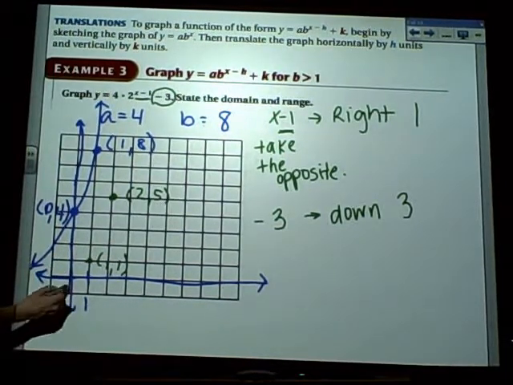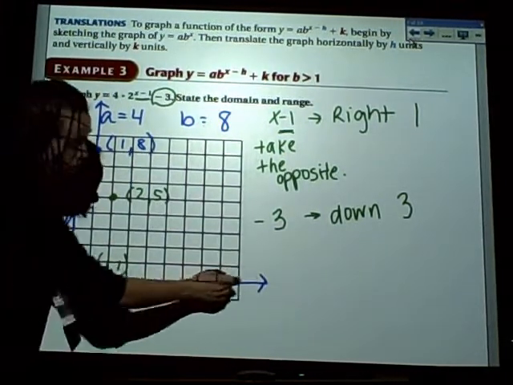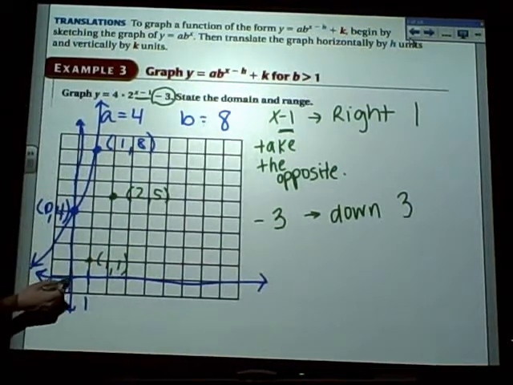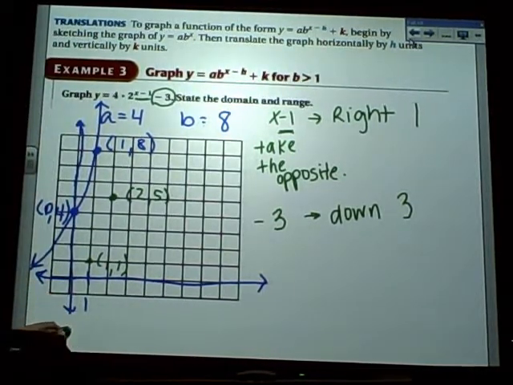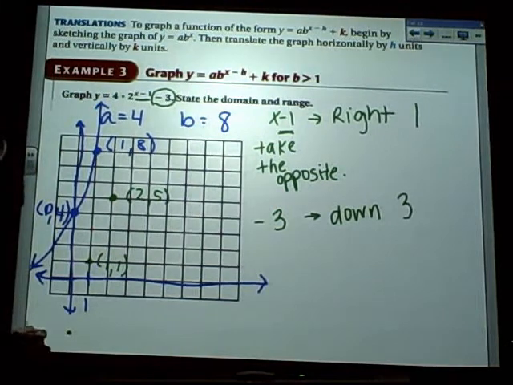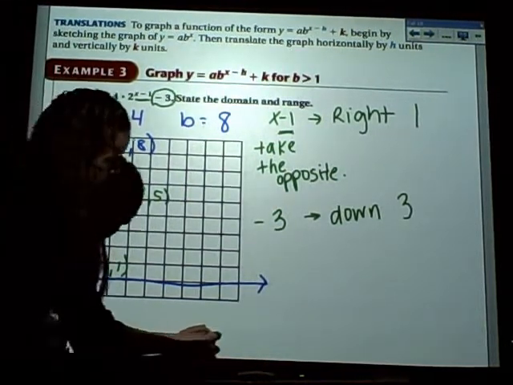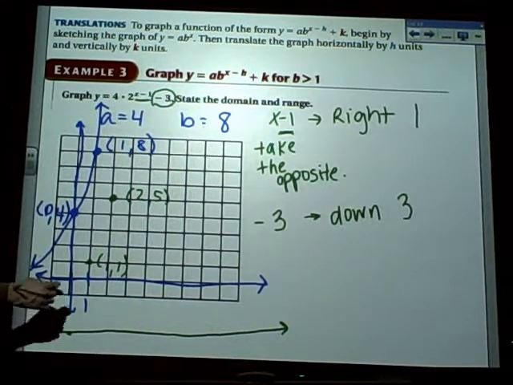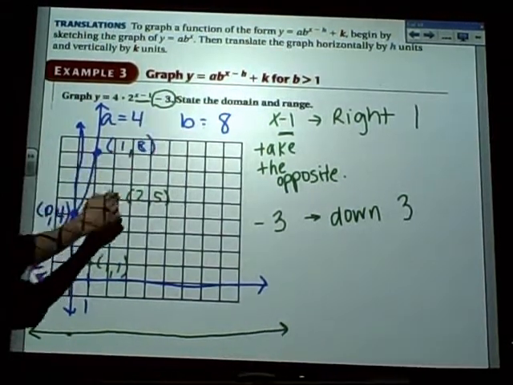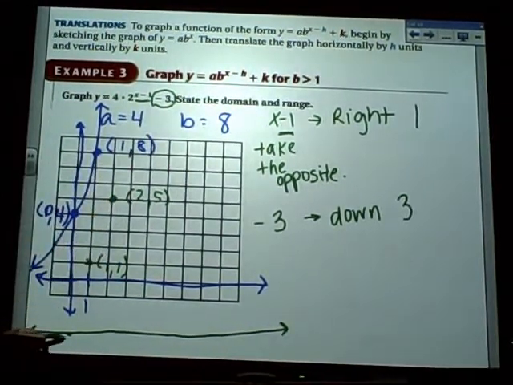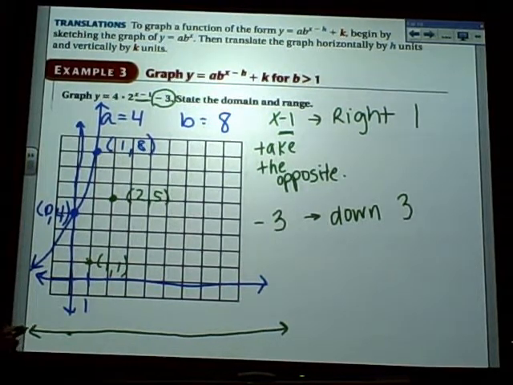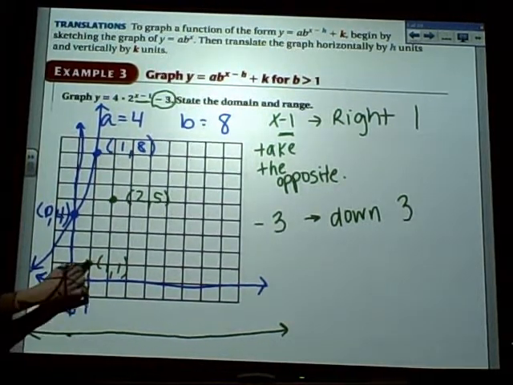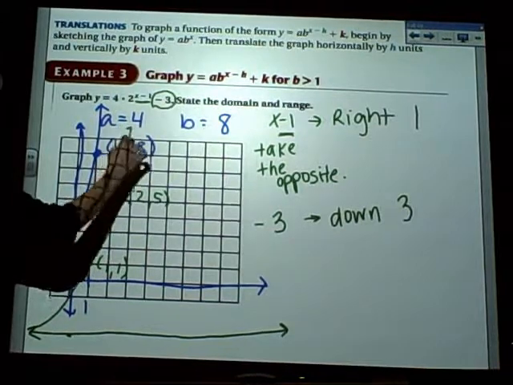So if you could see it on here, here's my asymptote, the x-axis. It's going to go down 3. 1, 2, 3. So my asymptote technically is right down there now. Okay? So this graph here, we're going to start at the left. It's getting really close to that asymptote. We can't go across it. And drop.